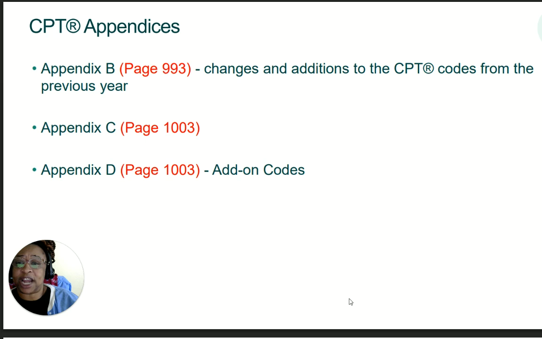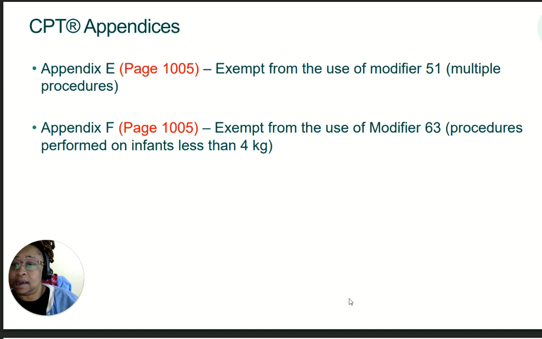Appendix B lists changes and additions to the CPT codes from the previous year. Appendix C is on page 1003, and Appendix D covers add-on codes, which are in the back of the book as well on page 1003. Appendix E is the exempt list for the use of modifier 51. Keep in mind that is the circle with the line through it. And we have Appendix F, the exemption for the use of modifier 63, procedures performed on infants less than 4 kilograms.